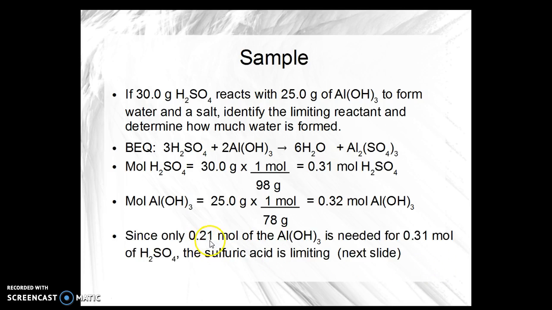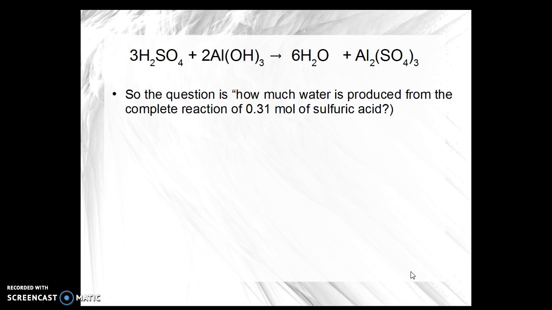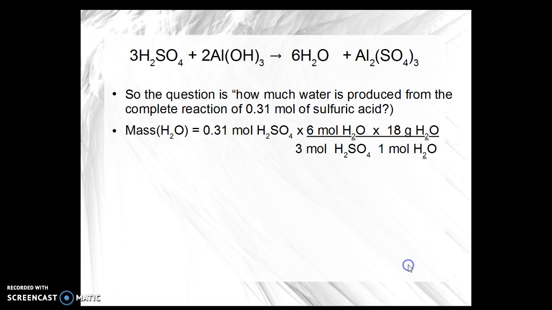Now, only 0.21 moles of aluminum hydroxide is going to be needed for 0.31 moles of sulfuric acid. Therefore, the sulfuric acid is limiting because we have about 0.11 moles of aluminum hydroxide in excess. So there's our balanced equation. The question is how much water is produced from the complete reaction of 0.31 moles of sulfuric acid. We now ignore the amount of aluminum hydroxide because we know we have an excess amount.